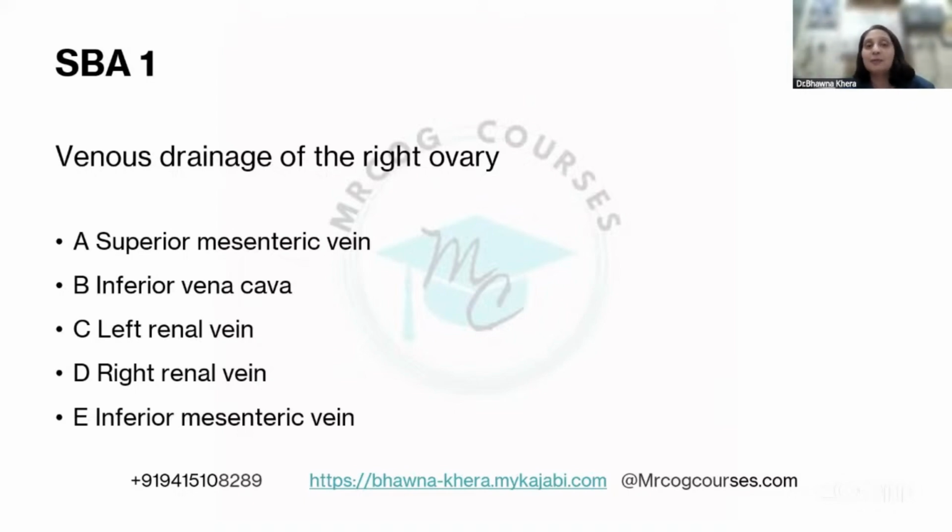So what is the exception here? The drainage of the right ovary and the left ovary is different. That's the exception, right? So the right ovary drains where and the left ovary drains where? That's the exam point. What is the correct answer here? Please start answering in the live chat. Yes, correct. The correct answer here is the inferior vena cava.